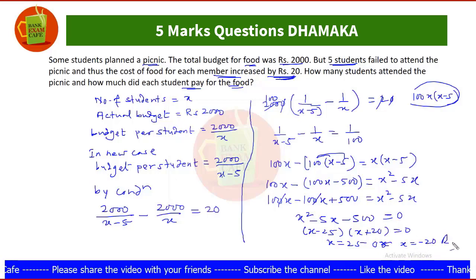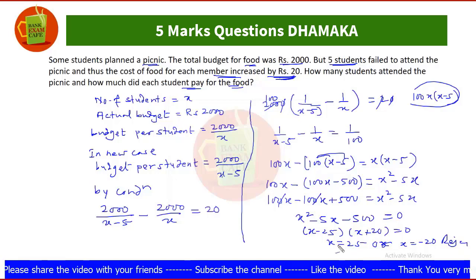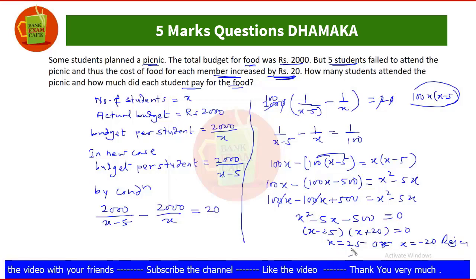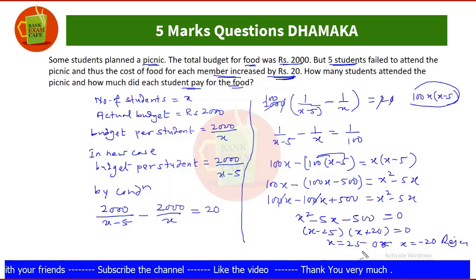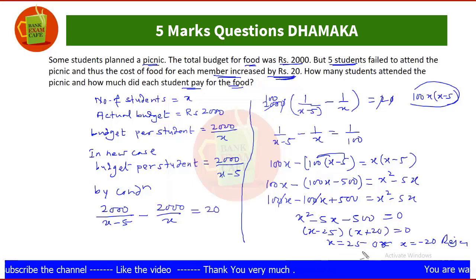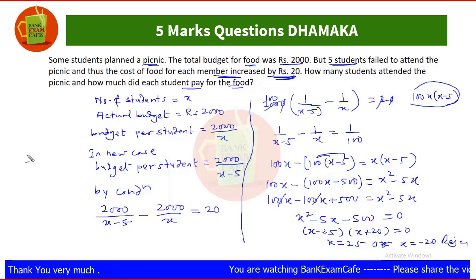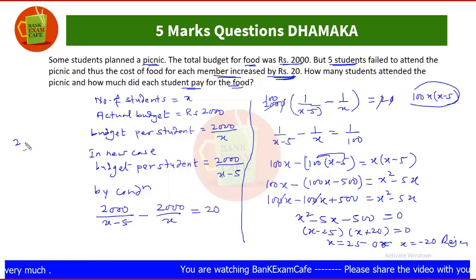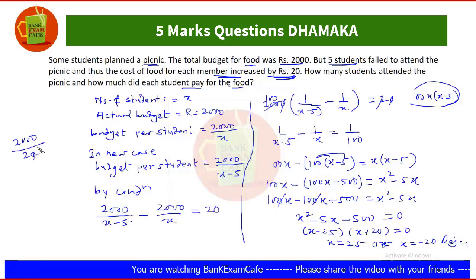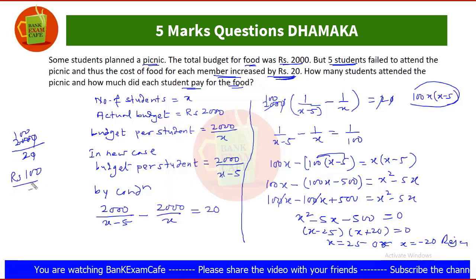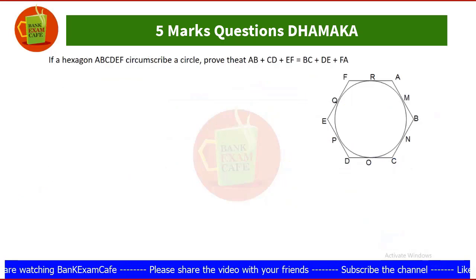X cannot be minus 20, so it is rejected. So we get x as 25, and therefore the number of students will be 25, and the students who actually attended the picnic will be 25 minus 5, that will be 20 students attended the picnic. And therefore we can solve further here. The payment for each student will be 2000 divided by 20, so it will be 100. So each student paid 100 rupees for the picnic.